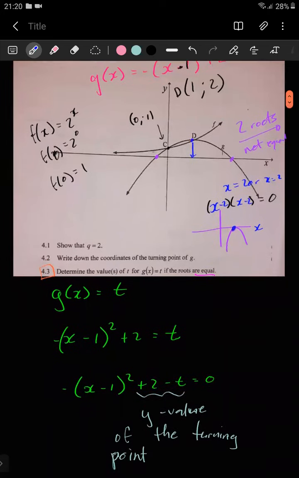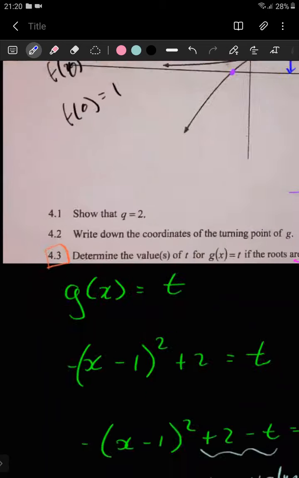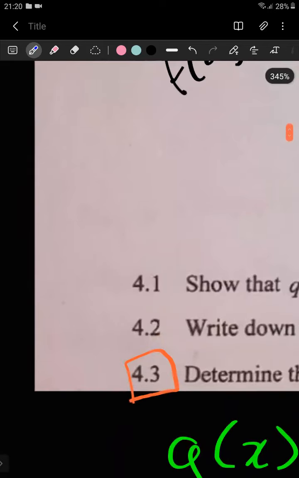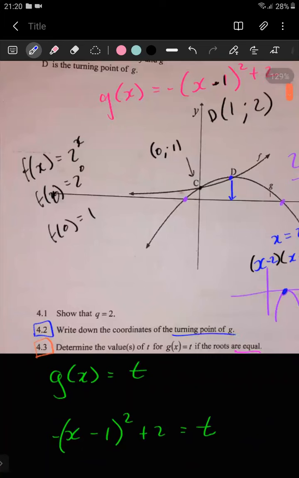This is where the t value comes in, you see. So t is going to determine how many units downwards your graph needs to be moved for it to have roots that are equal. So we need to find out what this distance is. Us finding out what this distance is, that's where 4.2 comes into play, because in 4.2, remember, they were asking us for the turning point of G.